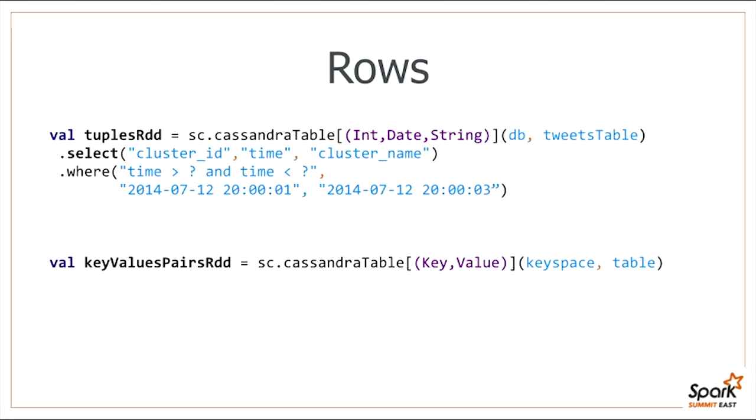Working with rows, you can get tuples out when you read from Cassandra very easily. The thing to remember with tuples is that you do have to call select, because you have to tell Cassandra what order you want the fields in. You could specify them in any order you want. But if you're just using your own case classes, that's not important. You don't have to do a select unless you actually want to. Here's a sample of a key value pair RDD.